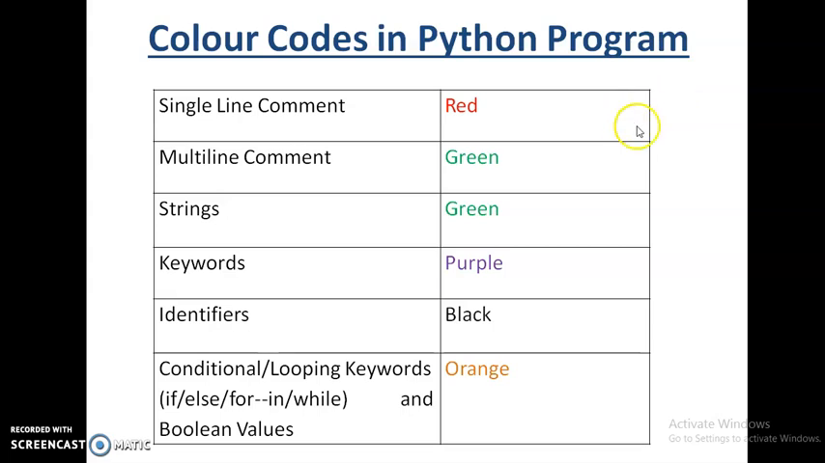Color codes in a Python program also provide a good aesthetic. That means the program is very good with respect to look and feel. Hence, it is interesting to write a program in Python.